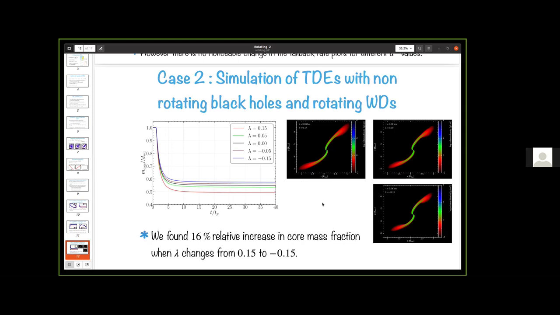in that configuration, more mass is disrupted, and the debris is spread much more in the orbital plane, which is evident from this plot and also from the core mass fraction plot. For the red line, more mass is disrupted. However, for the retrograde case, where the initial spin angular momentum is antiparallel to the orbital angular momentum, it somehow resists the tidal torque, and less mass is disrupted, which is evident from the blue line. We found almost a 16% relative increase in the core mass fraction when lambda changes from 0.15 to minus 0.15.